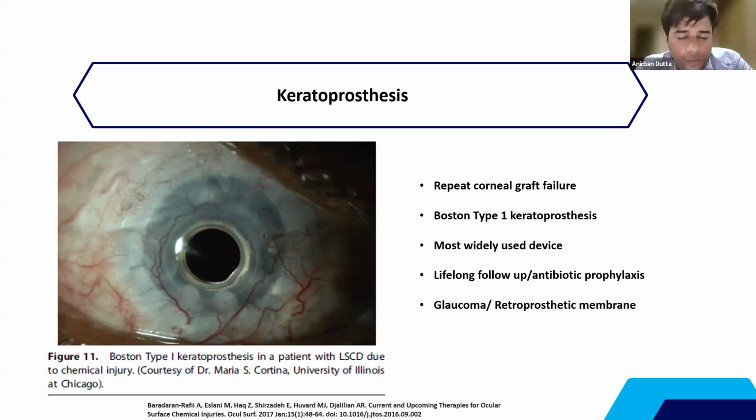Kpros are known as mainly two types, Boston type 1 and Boston type 2. So Boston type 1 is the most widely used. For the FRCS exam, just the word keratoprosthesis is enough. Or at the most, maybe Boston type 1. I have not faced any further questions about it.